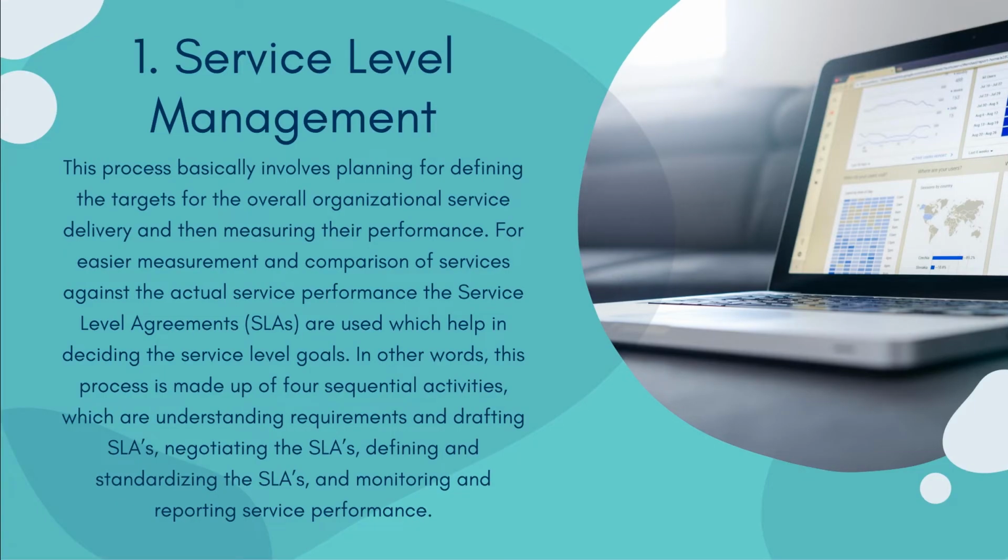1. Service level management. This process basically involves planning for defining the targets for the overall organizational service delivery and then measuring their performance. For easier measurement and comparison of services against the actual service performance, the service level agreements, SLAs, are used which help in deciding the service level goals. In other words, this process is made up of 4 sequential activities, which are understanding requirements and drafting SLAs, negotiating the SLAs, defining and standardizing the SLAs, and monitoring and reporting service performance.